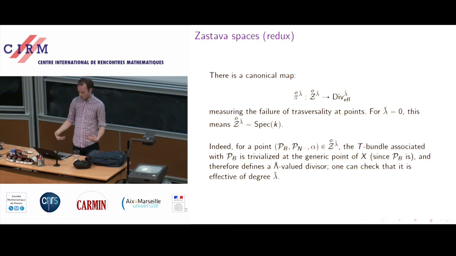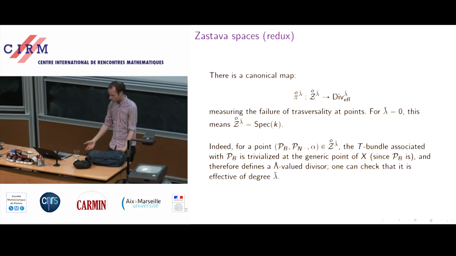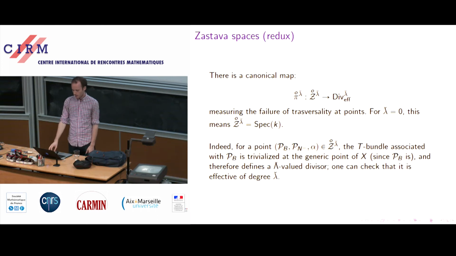So you just take the associated graded, the T bundle associated with your B bundle. Everything is trivialized at the generic point of the curve, and therefore you get a divisor, a lambda check value divisor, and it's effective of this degree, claim I.